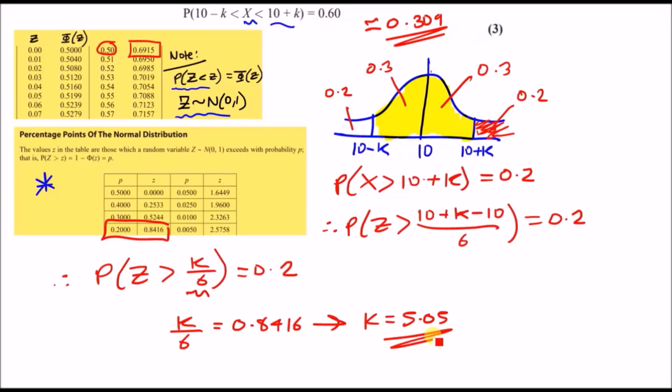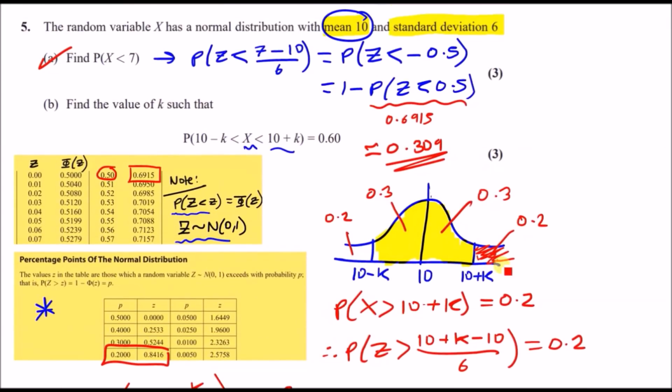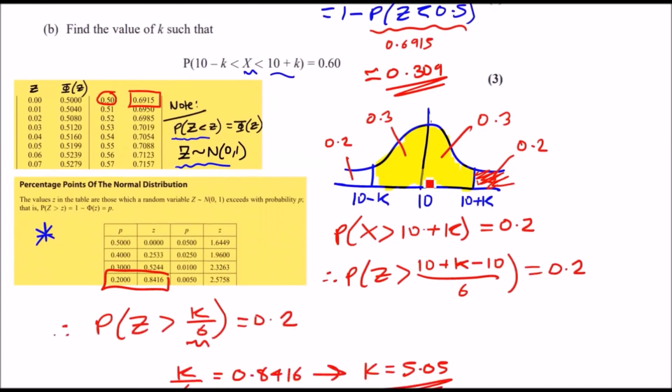That's the end of this question. End of A and B, because you still got part C. But always remember, yeah, that you should always put your answers to 3 significant figures if they don't tell you. Yeah? So A is 0.309 and B is 5.05.